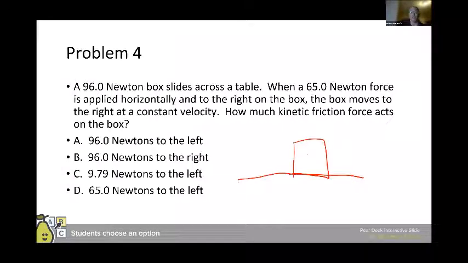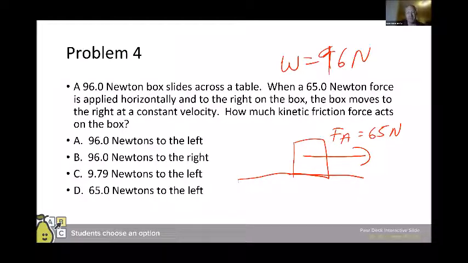So let's think of it this way. We're pushing on the box, which I'll call an applied force of 65 newtons. The weight of the box is 96 newtons. Turns out you really don't need to know that to work this problem. Extra information. They tell us there's some friction. They don't tell us how much. That's what we're trying to figure out.